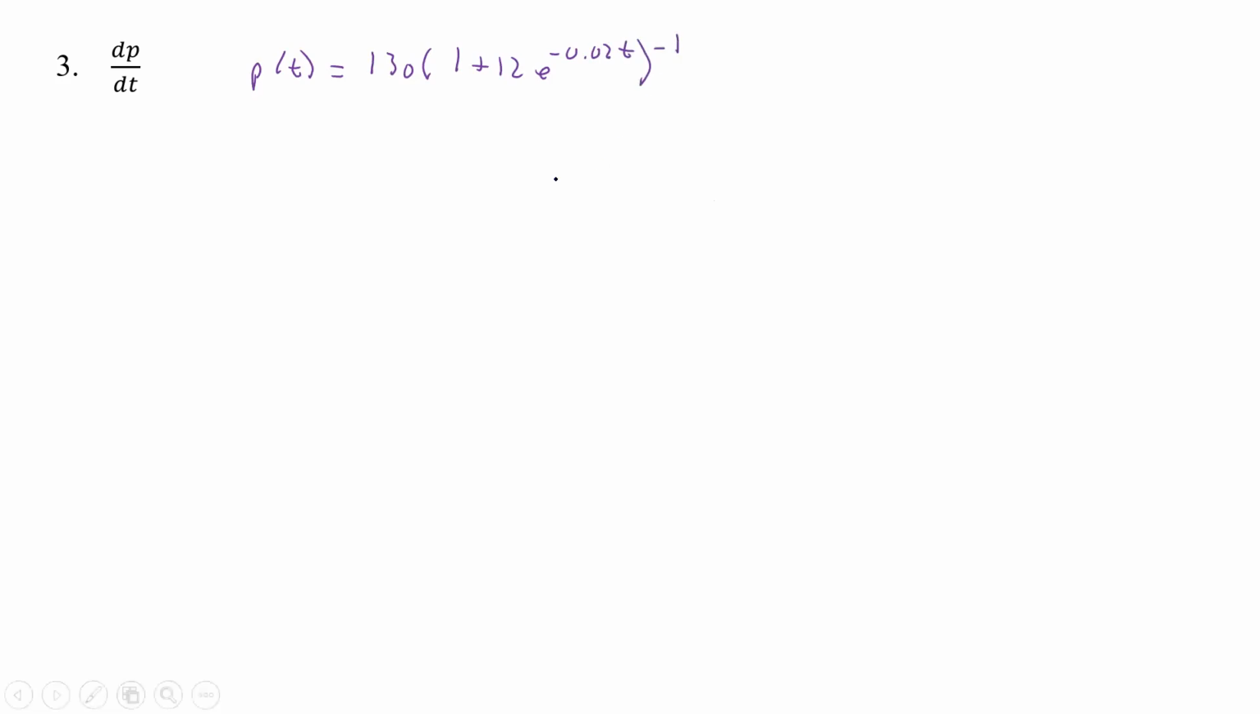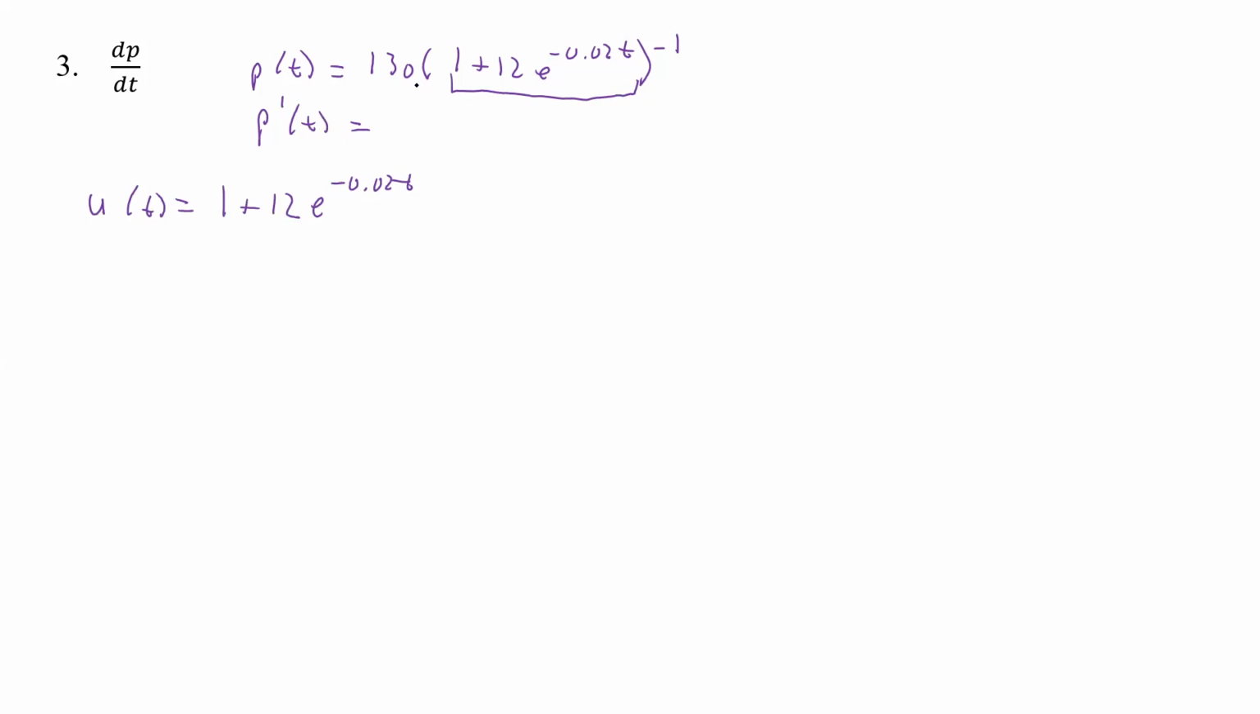Okay, so that's our p, and we need to find p prime of t, and that's what we're looking for. But we can't just say we're taking the derivative of this. We're going to have to do the u substitution again. So let's let u of t equal everything in here: 1 plus 12 e to the minus 0.02 t.